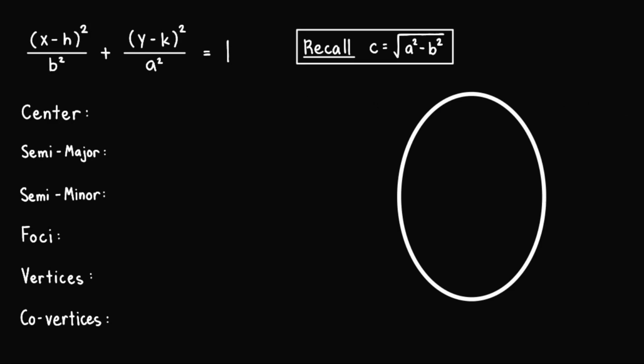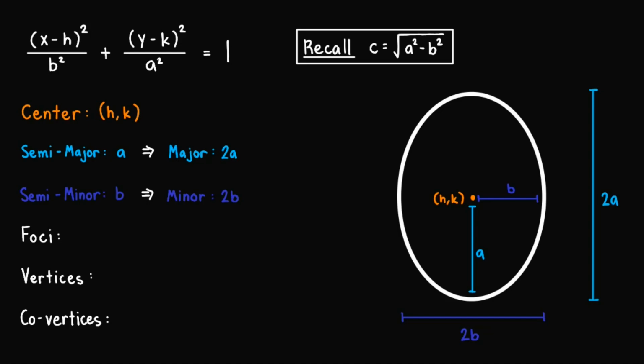Similarly, the center is given by the point (h, k). The semi-major and semi-minor axis is given by the lengths a and b. This time a is the denominator of y and b is the denominator of x. From this, we can also obtain the major and the minor axis, their lengths, which is just 2 times a and 2 times b. So far, so good. Just the same as the first one.